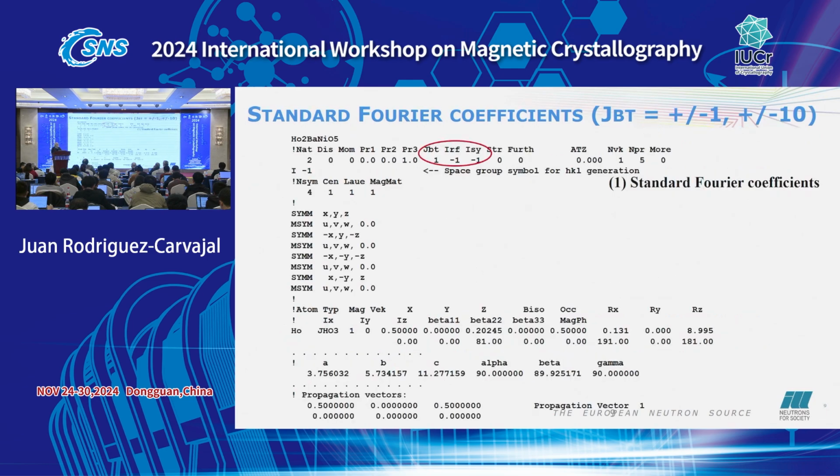Then this is, for instance, what we have here. This is a part of a PCR file. It corresponds to holmium 2 barium nickel O5, one of the tutorials. And what is written in red there is JBT equal 1, IRF equal to -1, IC equal to -1. That corresponds to the use of the standard Fourier coefficients.